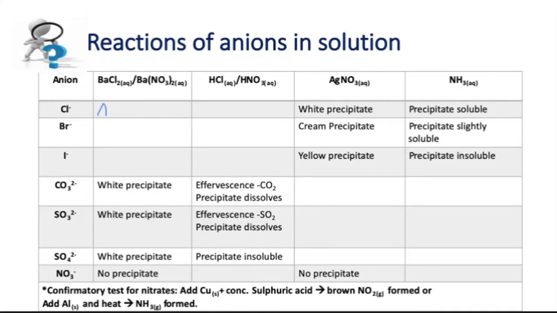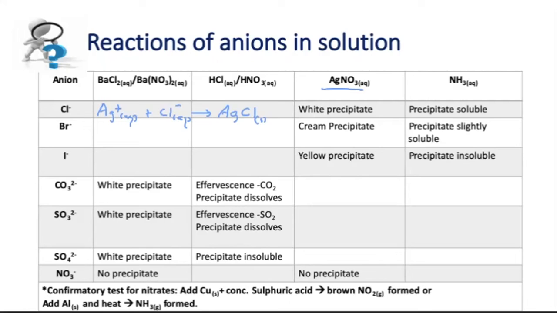So we would have Ag+ aqueous ions from the silver nitrate. And if the substance we're testing contains chloride ions, then we would expect to see a white precipitate formed. And that white precipitate would represent silver chloride. And then when aqueous ammonia is added, this precipitate would dissolve in aqueous ammonia.